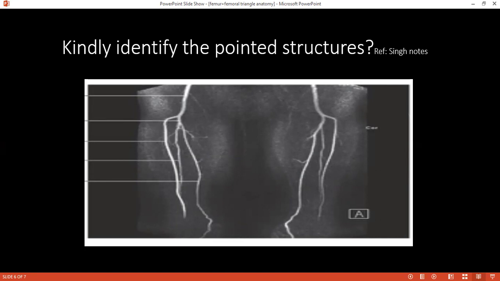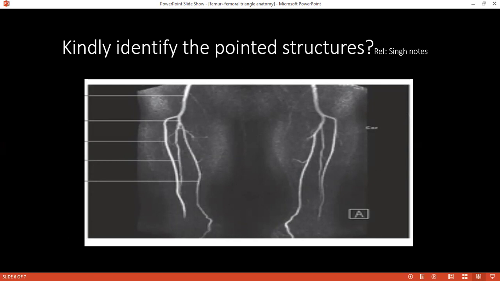Tibioperoneal trunk. Okay. If you can identify this one. Anterior tibial artery. Yes, and then this one. Peroneal artery. Posterior tibial artery. Yes. So these are it.